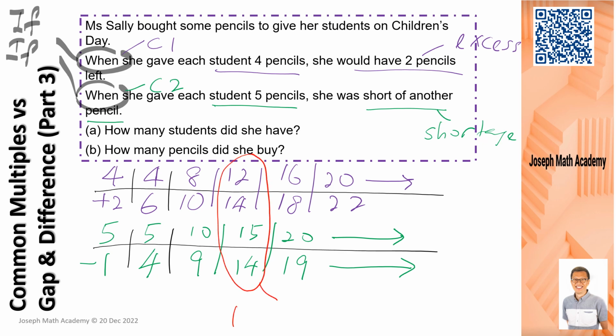This number 14 helps me to answer part B: 14 pencils. So Miss Sally bought 14 pencils. And how many students? 3. Why 3 students? Because it is column 3. The numbers are very small, so it is still okay to use the listing of common multiples. Now, in my next slide, I will show you another example with bigger numbers.